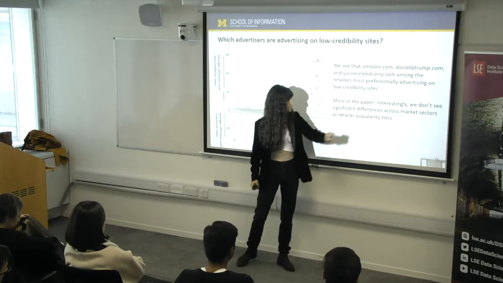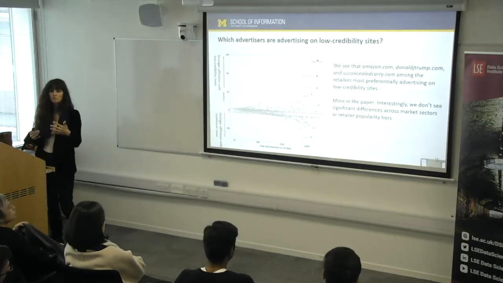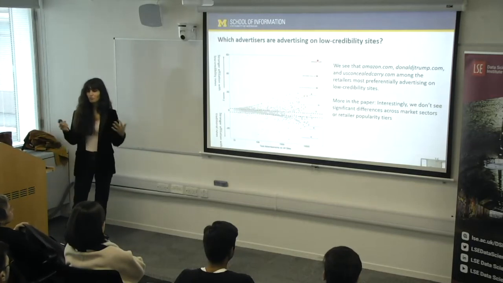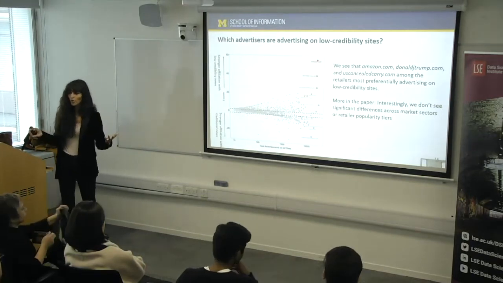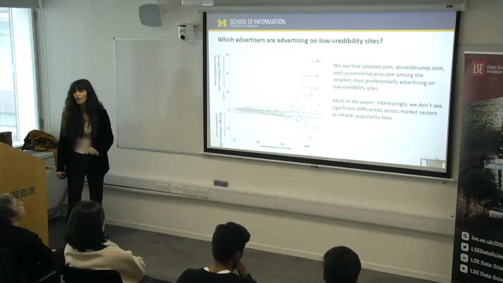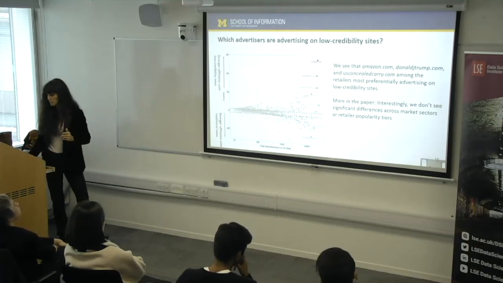The thing that was surprising to us was the retailer popularity tiers. We were expecting that because these big brands have marketing departments, they could be more brand aware. They would be avoiding these misinformation sites more, and in aggregate, on average, we did not see that, which was surprising.